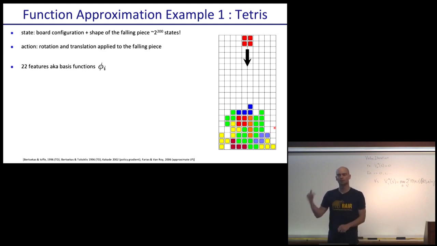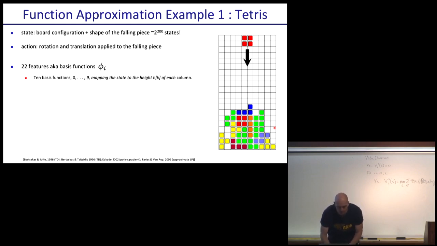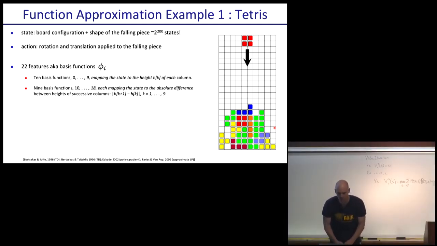The canonical features people have used for a long time in this game are these 22 features, often called basis functions. 10 basis functions, 0 through 9, mapping the state to the height of each column, because the height of each column is clearly an important aspect of the quality of the current state. That's the thing you think about when you design features for a value function: what affects the quality of a state? Definitely height affects it. Then another 9 basis functions for the delta between two adjacent columns, because if you have a high delta, probably the value of that state is not as good as states with limited delta.